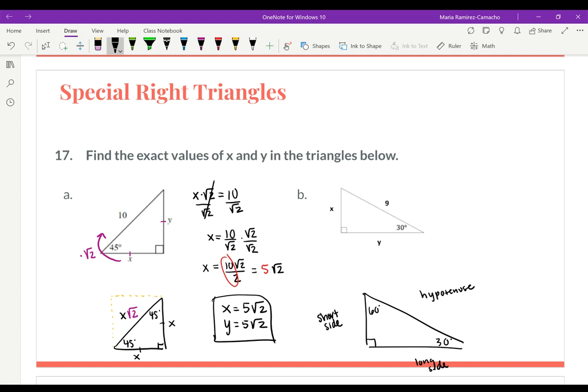If you know what the length of the short side is, it's easy to get the hypotenuse and the long side because the hypotenuse is just twice the length of the short side. The long side is the short side times root 3.